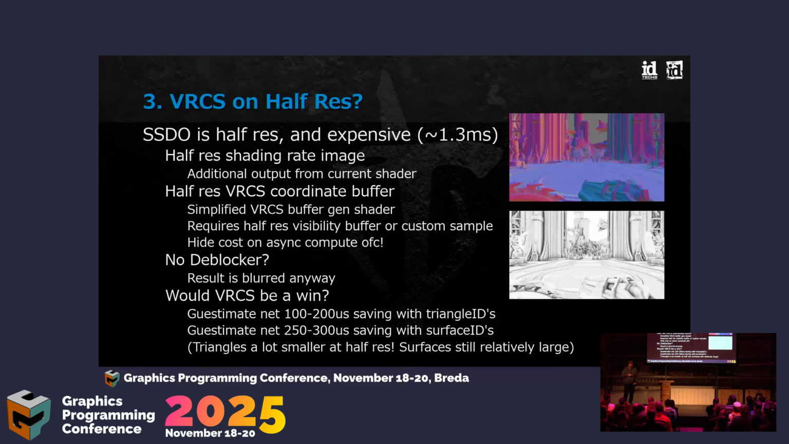The win, if you're doing this with triangles: all your triangles are now a quarter of the number of pixels. So the triangle edge problem becomes more significant at half resolution. So my prediction is we would get a much better win if we were working with surface ID rather than triangle ID.